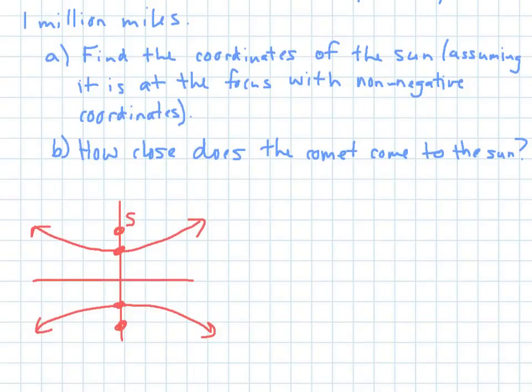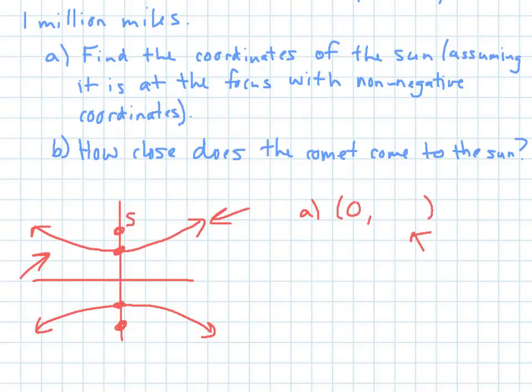non-negative coordinates. Okay, so you're just talking about this upper part of the hyperbola, so that's why they use the word branch, because it's just one of the branches of the hyperbola. Okay, so the comet runs on this path around the sun. So if the sun has coordinates, it'll just be in the positive. Since you're looking at y squared, it'll be 0 comma something when we're done.